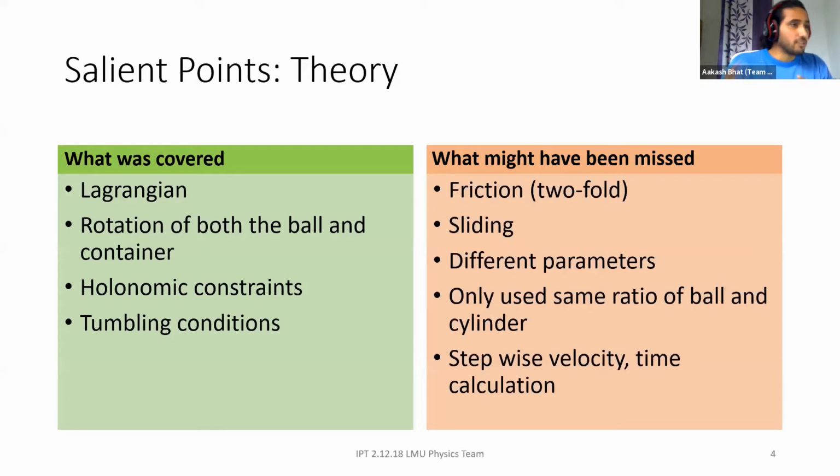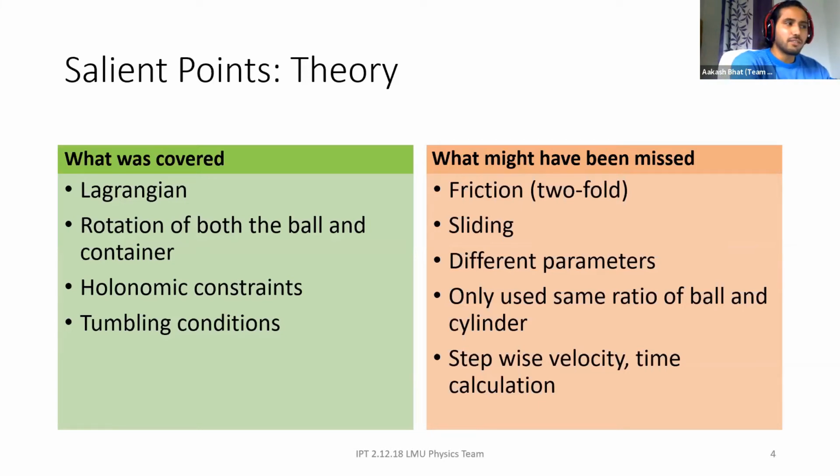You considered the rotation of both the ball and container, which was important for the problem, and you had the holonomic constraints, and also a sort of tumbling condition of what happens when the ball hits, and then the capsule proceeds to tumble. What I think is very important for this problem and could have been missed in theory was, of course, friction, which wasn't considered neither between the ball and the capsule, nor between the capsule and the plane, which leads to sliding, because it's possible that you don't just have a rotation and a tumbling, but you can also have sliding. And this will, of course, affect the time that it takes to reach the source part.